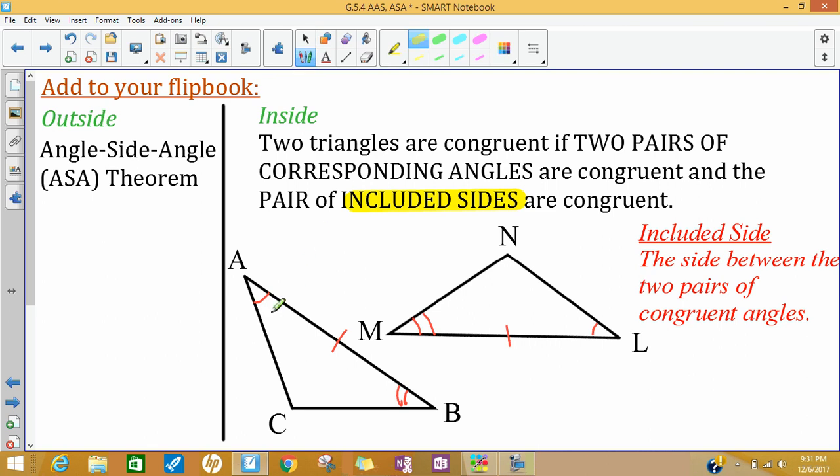The side in between angle A and angle B, the two angles I'm using to get to angle-side-angle, is side AB. That's my included side. Here, I'm using angle L and angle M to try and get to angle-side-angle, and so my included side would be ML. It's the side that makes those angles. It touches both of those angles. It's between them, and that's why it's called included. So angle-side-angle is a special version of the angle-angle-side theorem.